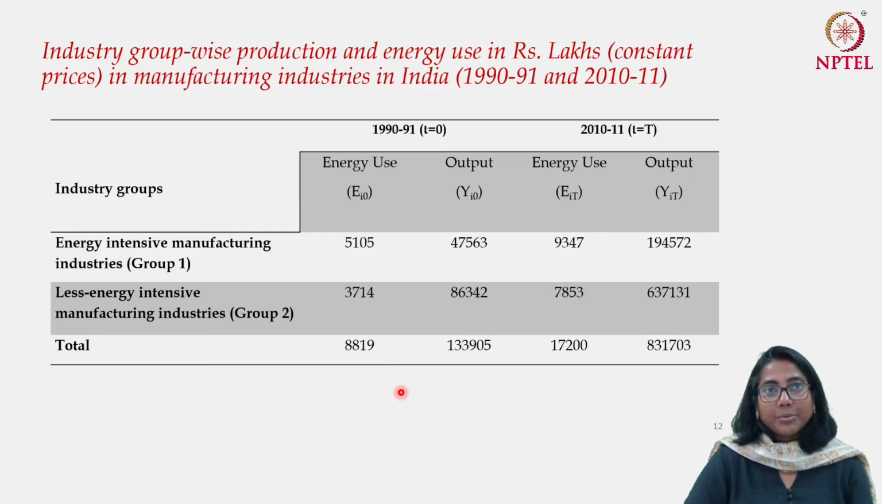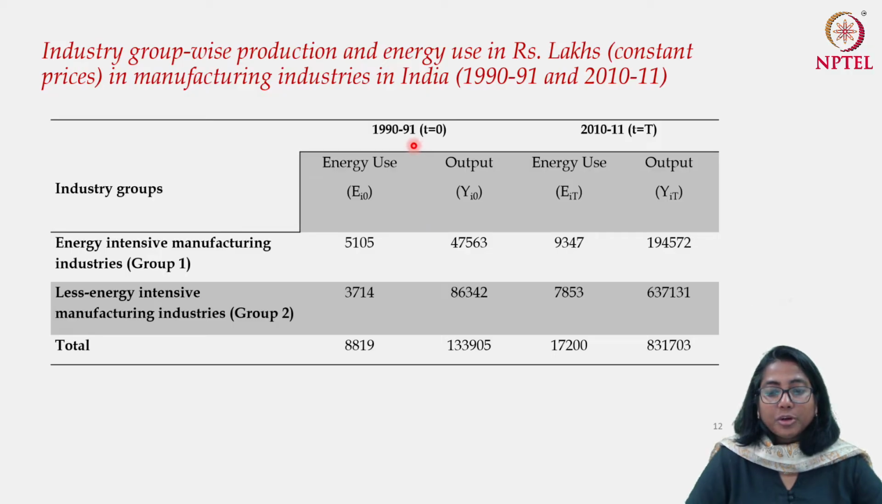So we come back to the example. This is how the example looks. I said that we are going to talk about the decomposition of energy demand in the manufacturing sector in India. The first thing we need to understand is how we define the structure of the manufacturing sector. You see here there are two rows called group 1 and group 2. Group 1 is energy intensive manufacturing industries, where we have 6 manufacturing industries that we have already talked about. In the second group, we have the rest of the manufacturing industries, which we are calling less energy intensive manufacturing industries.